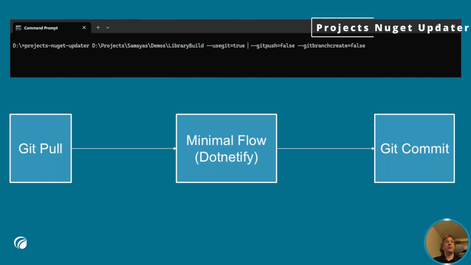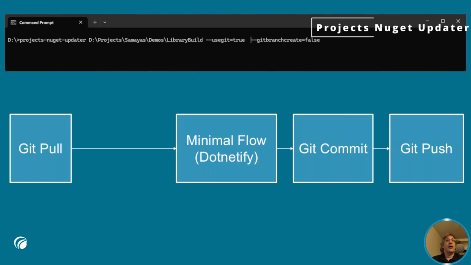I will do a git pull, I will do my minimal flow with Dotnetify or not, and at the end, I'll commit my git to my local repo. And it's up to you whether or not you want to push it to remote repo. And then in my third scenario, I still do a git pull, I do my minimal flow with Dotnetify, I commit to my local repo, and I push it to the remote repo.